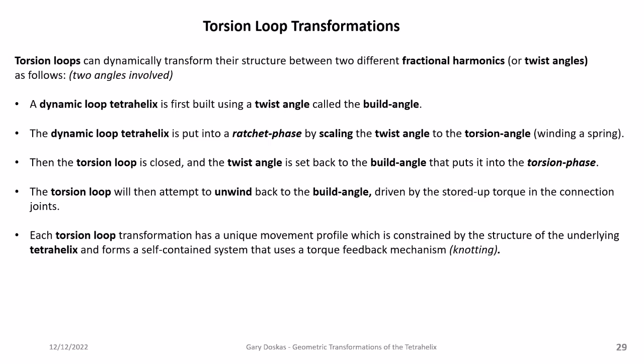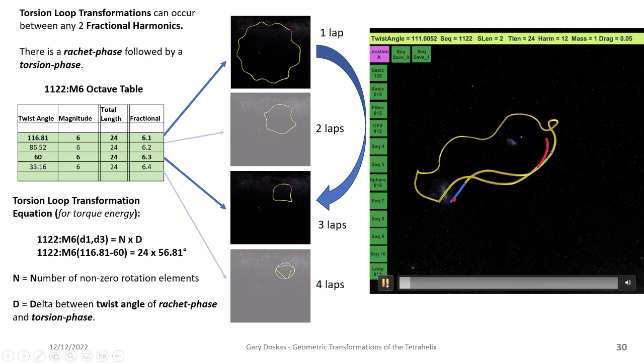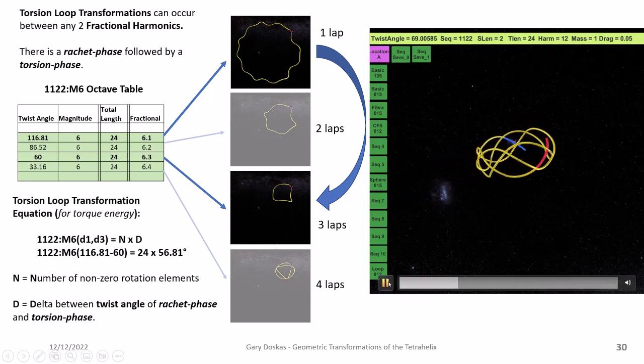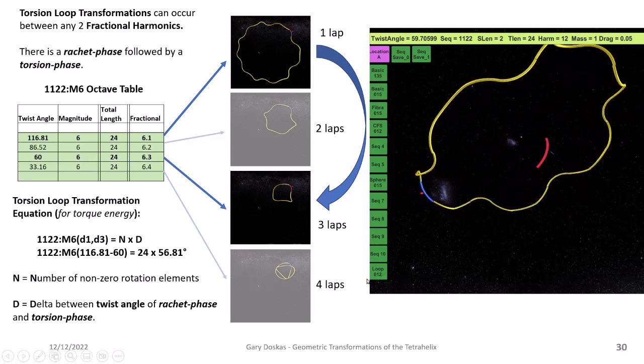So this will just give you a little bit more of an illustration of a torsion loop transformation between a 1 lap and a 3 lap version of this sequence I showed earlier. If I run this video, I'll show you the ratchet phase. At this point, I'm just changing the twist angle to get to that third harmonic. And now I'm going to make the connection. We're just going to snap back and twist back to the original 1 lap structure.